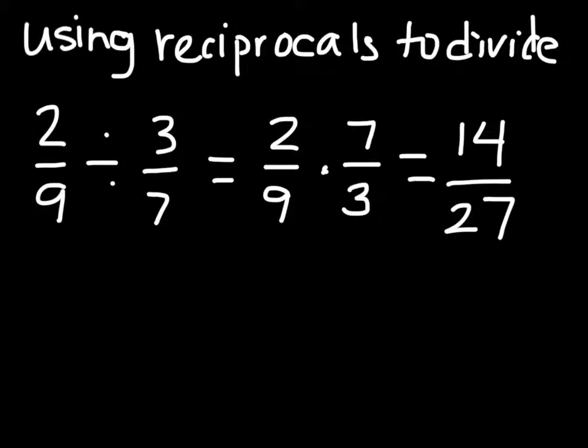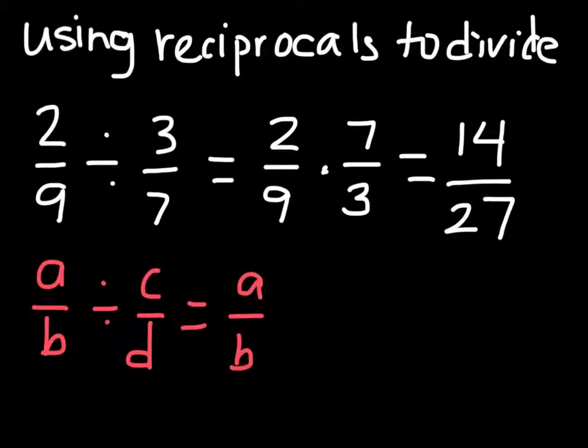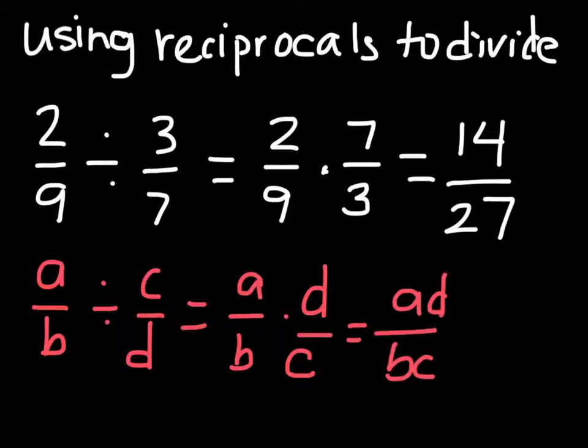If we do this with algebraic symbols, we have a over b divided by c over d. In order to divide, we would simply multiply by the reciprocal, d over c, giving us an answer of ad over bc, where b, c, and d do not equal 0. Let's move on to the next idea.